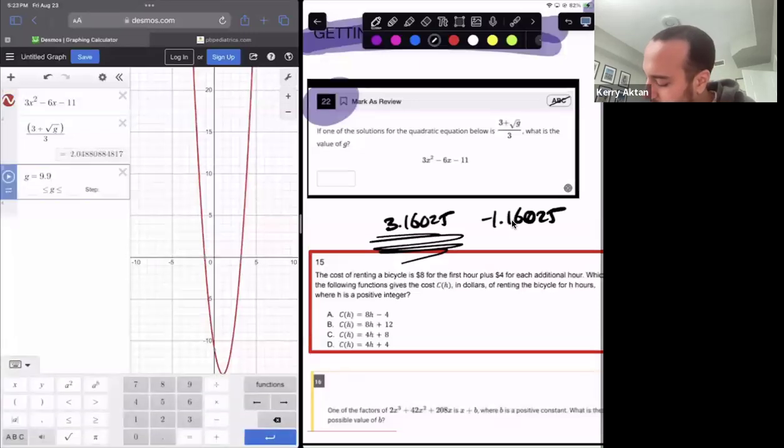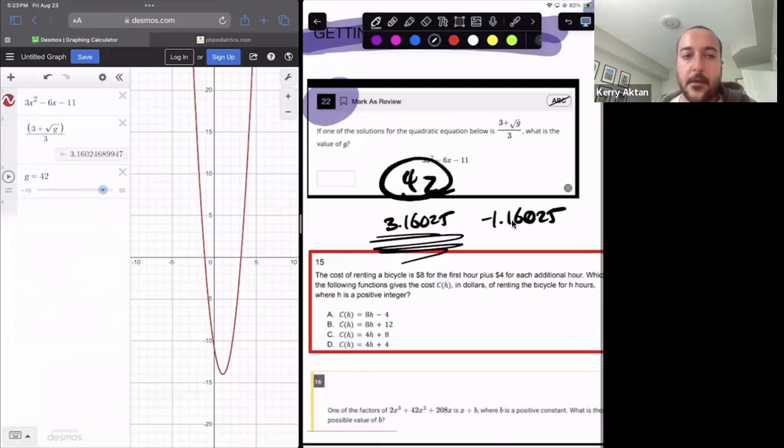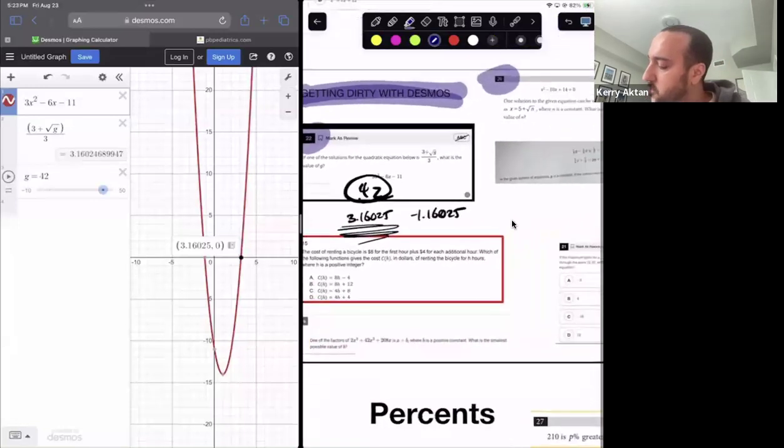No, let's go bigger. Let's go to 50. Oh, that's too big. Okay, let's slide down. 3.16. Yep, that's the one. The answer is 42. So this question's beautiful because it really teaches us how to use Desmos and how to just finesse, right? So that is number 22.